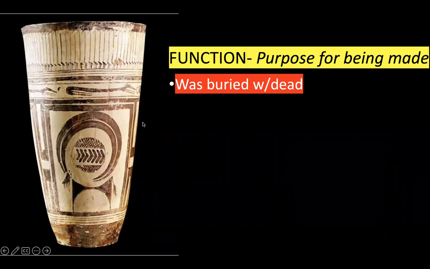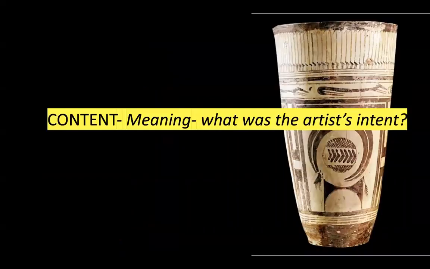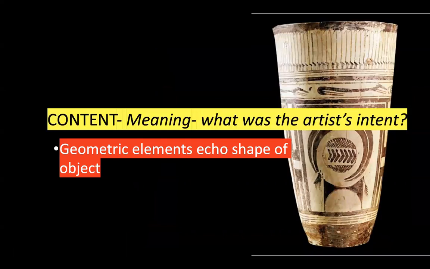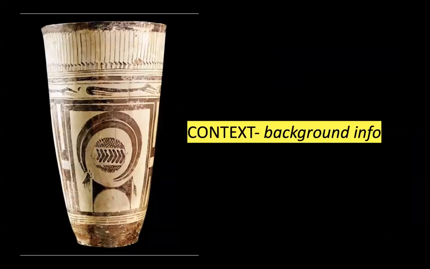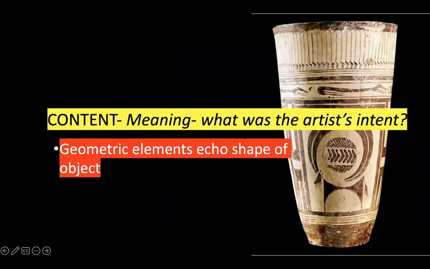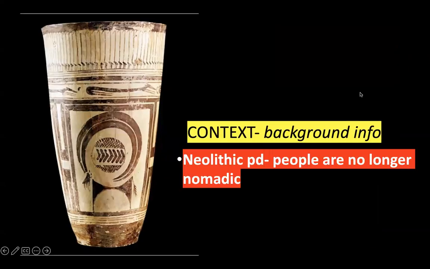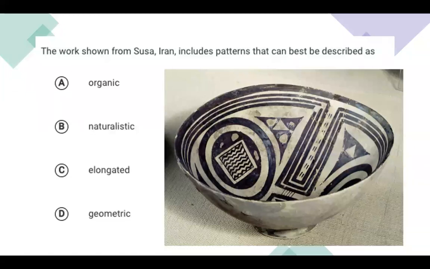All right, function. It's a vessel, but these were buried with the dead. Why? Let's see, geometric elements echo the shape of the object. So this is describing how these birds on the top have this really elongated neck, kind of pulling up the form of the vessel. Same thing with these dogs wrapping around the band. So they are stretched out horizontally. You can see where I'm pointing right here. All right, Neolithic period. People are no longer nomadic. They're no longer traveling around. They are staying put. So they need pottery.